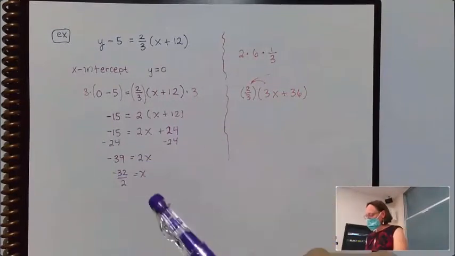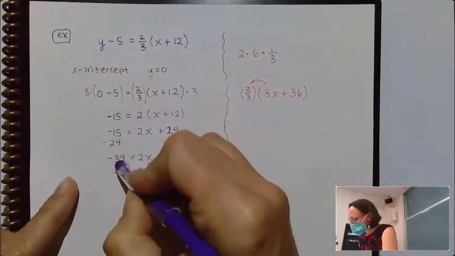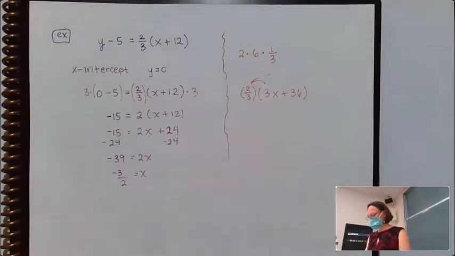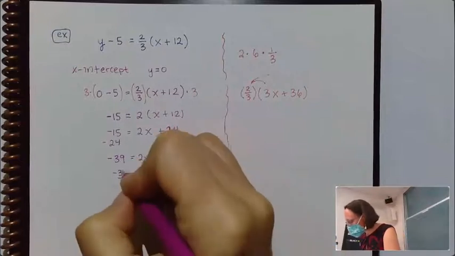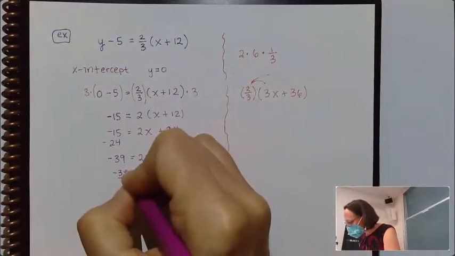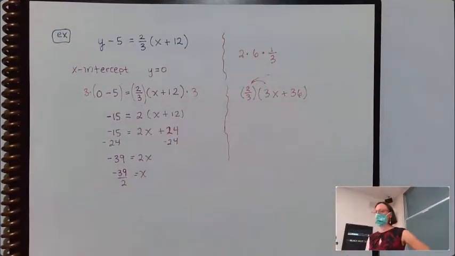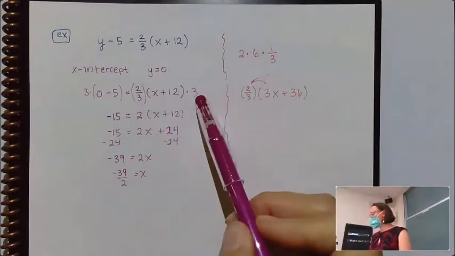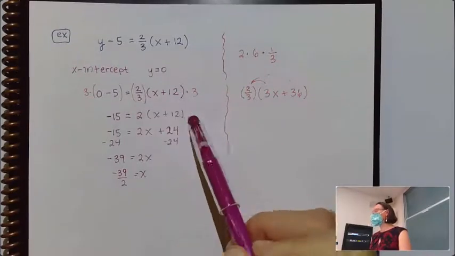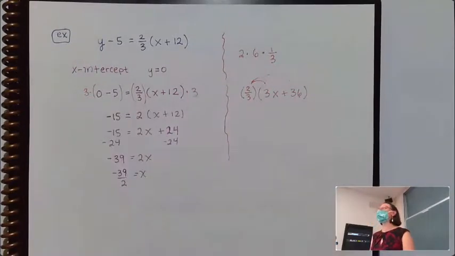I wrote -32. That was the problem. I wrote the wrong thing. Cool. There we go. Oh, by the way, if you were to multiply the 3 by the X and the 12 and also times the 2/3, you would have actually multiplied by 9 because you multiplied by 3 twice.